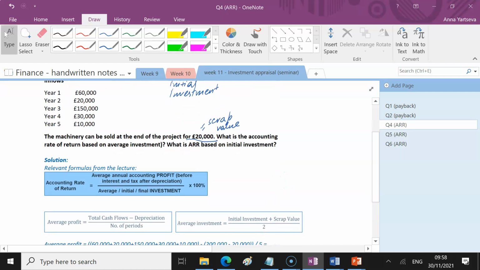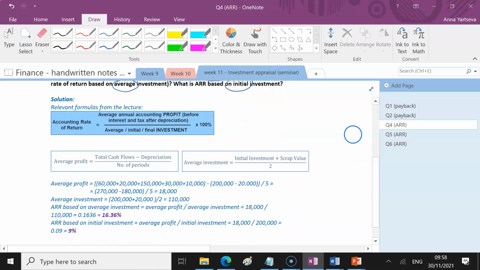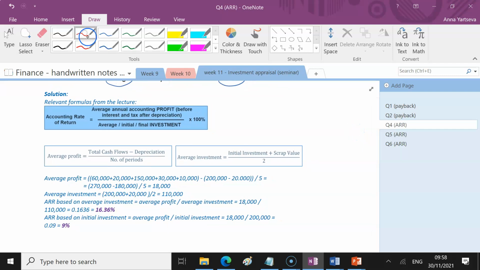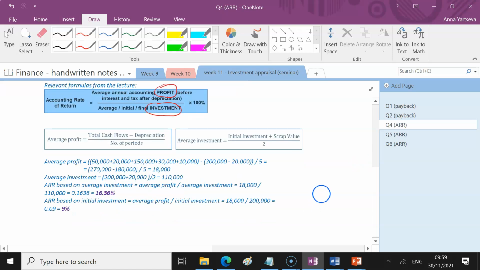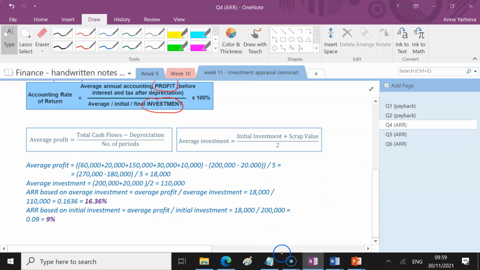We need to calculate the accounting rate of return based on average and on initial investment. Let's do the average first. This is the formula which you are using. All the time you take profit and divide it by investment. It's just which profit and which investment. This is the formula for average profit which I've shown you. This is the formula for average investment. Let's plug in our numbers.